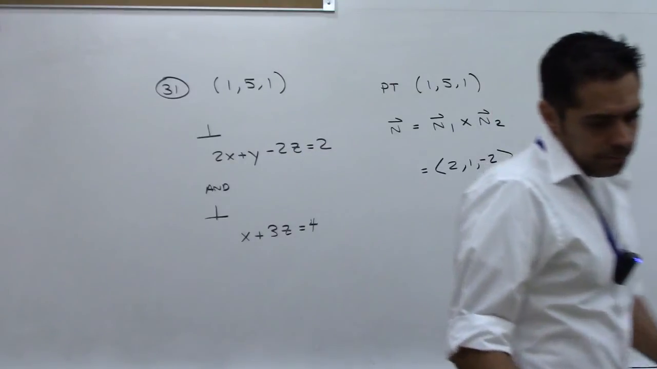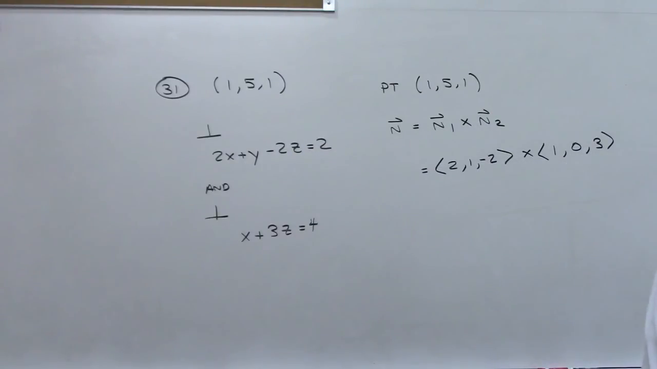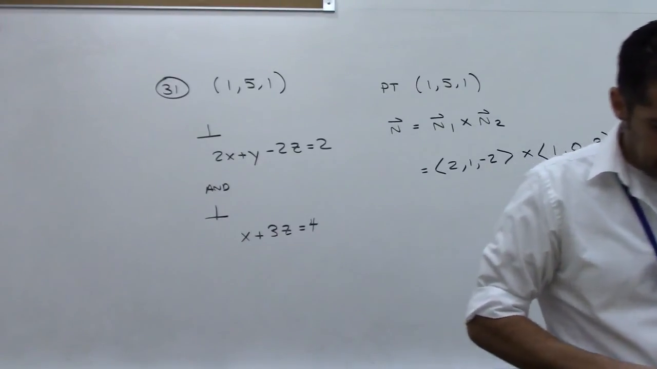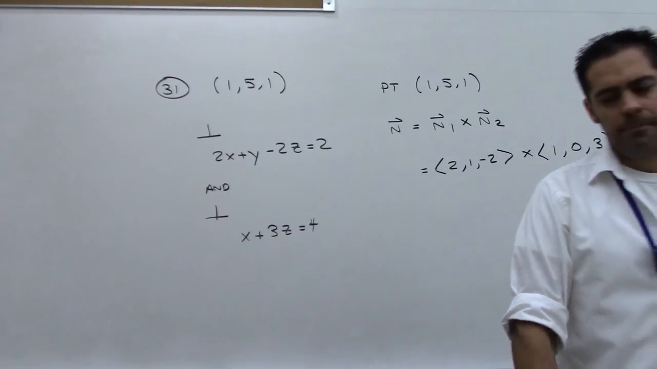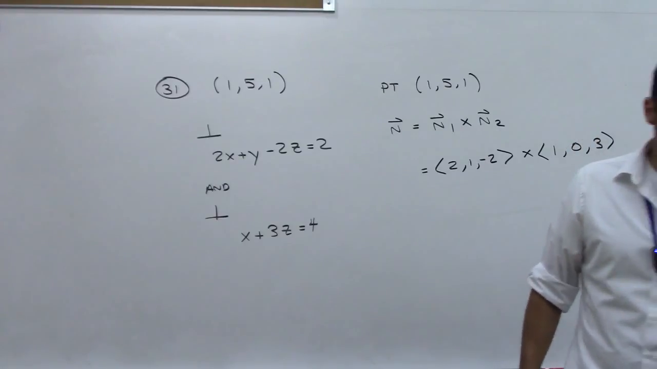How about 32? Find the equation of the plane that passes through the line of intersection of planes, blah, blah, blah, and is perpendicular to. I'm going to let you do that.